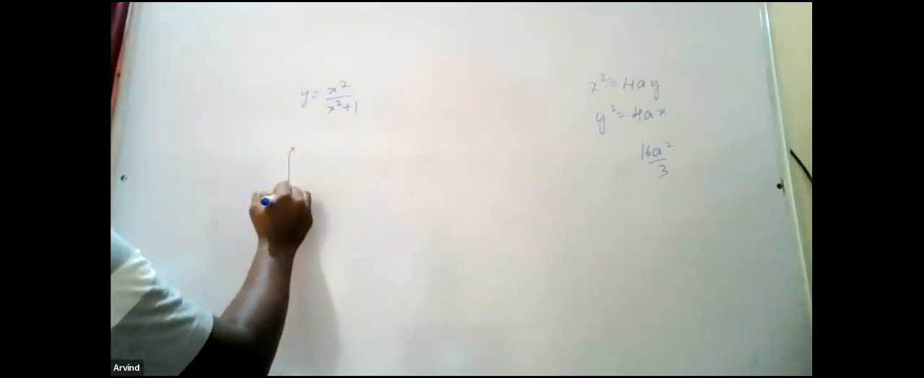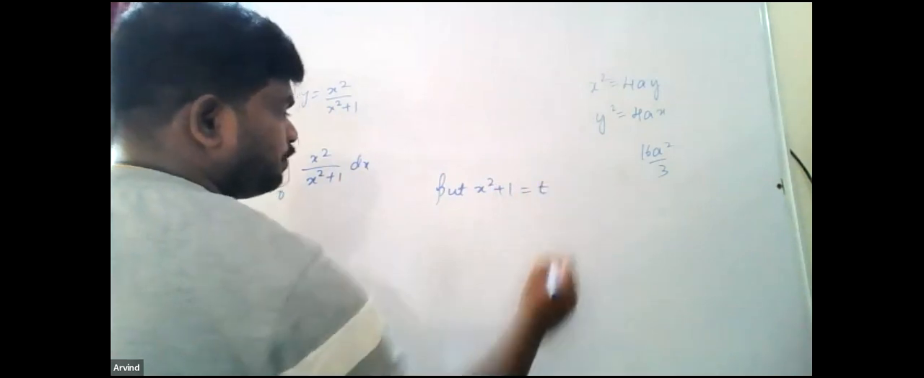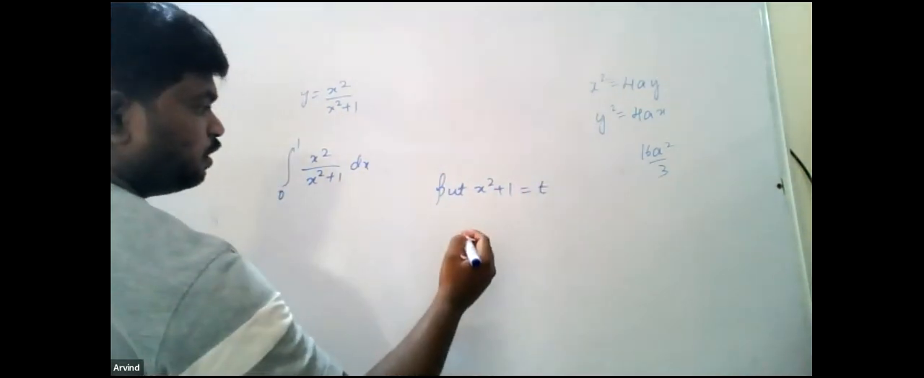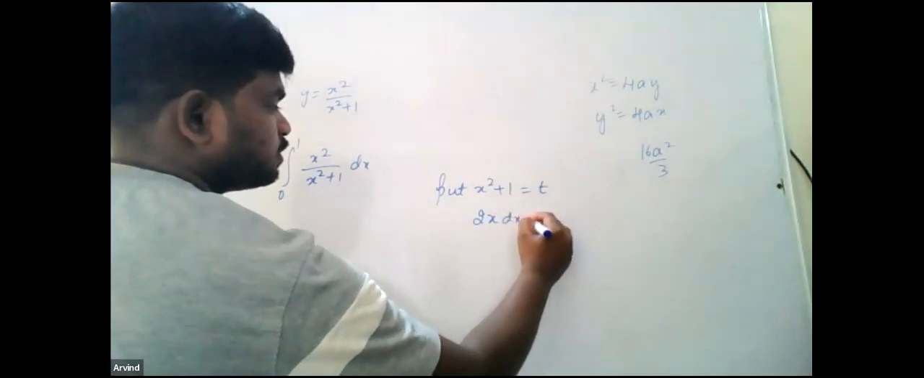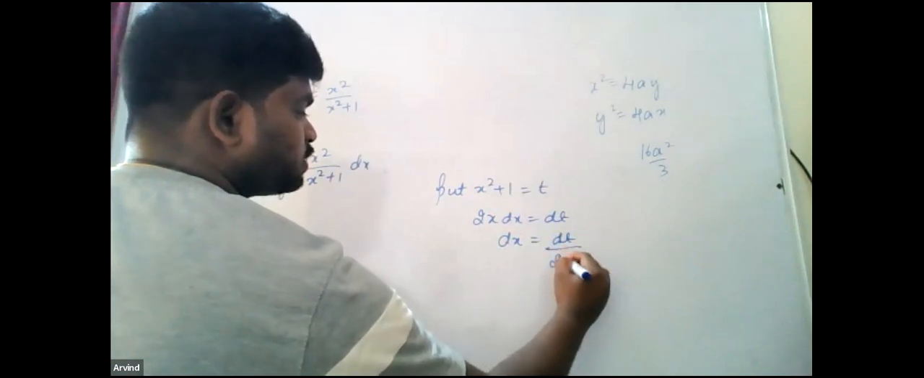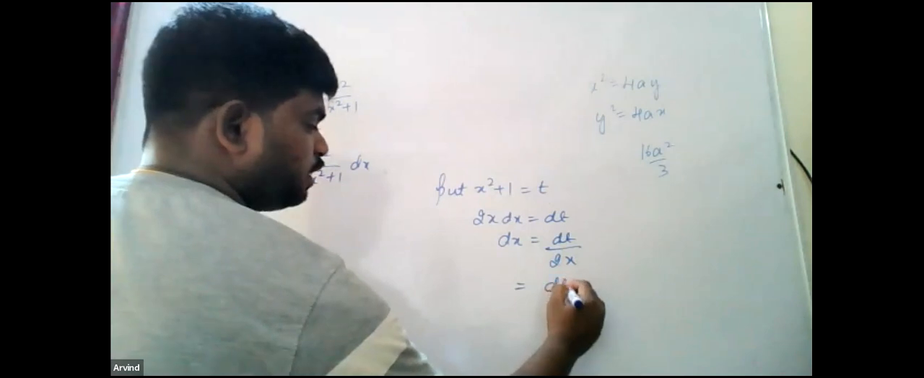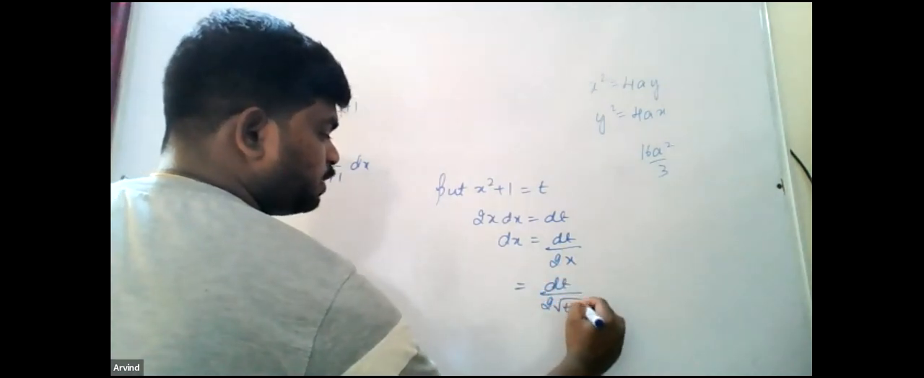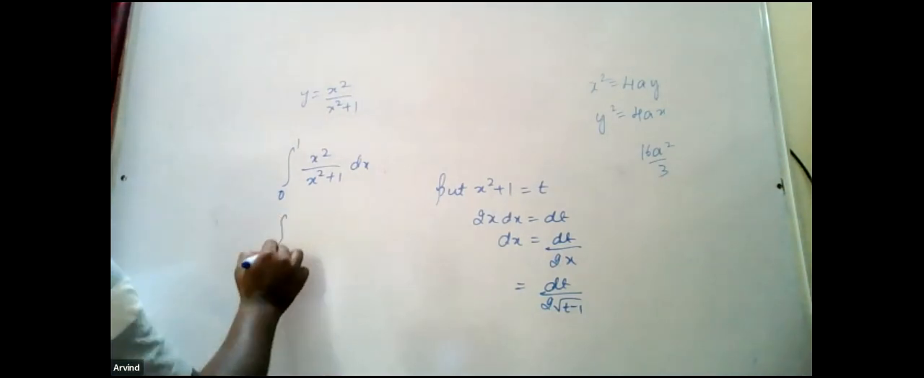However, we'll integrate it from 0 to 1, x square by x square plus 1 dx. You can go with substitution. Put x square plus 1 equal to t. Then 2x dx equals dt, so dx will become dt by 2x. And x becomes root of t minus 1, so dt by 2 root of t minus 1. But it will be lengthy in this type.